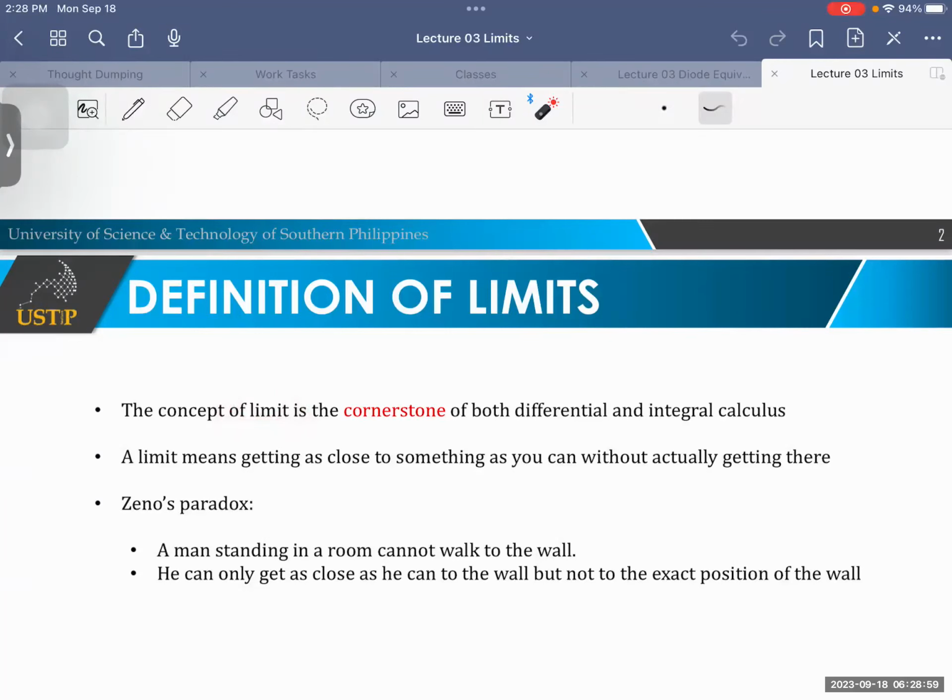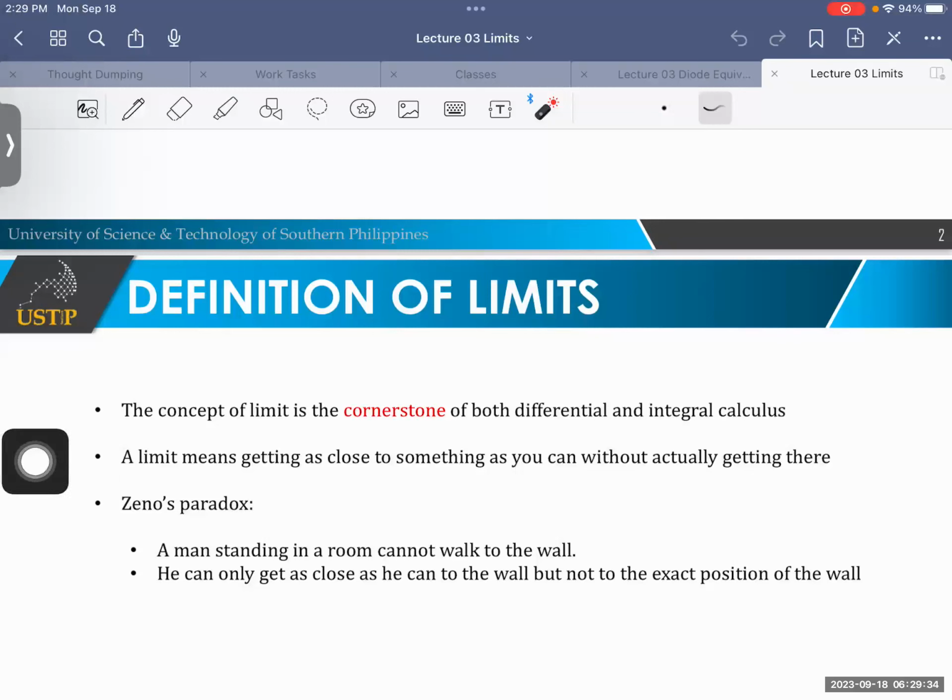So what's the meaning of limit? A limit means getting as close to something as you can without actually getting there. Okay, so this is like Zeno's paradox. Here is an analogy, class: it is like when a man is standing in front of a room, but he cannot walk to the wall, he can only get as close as he can to the wall, but not to the exact position of the wall. So that's what we are going to be solving here, class.